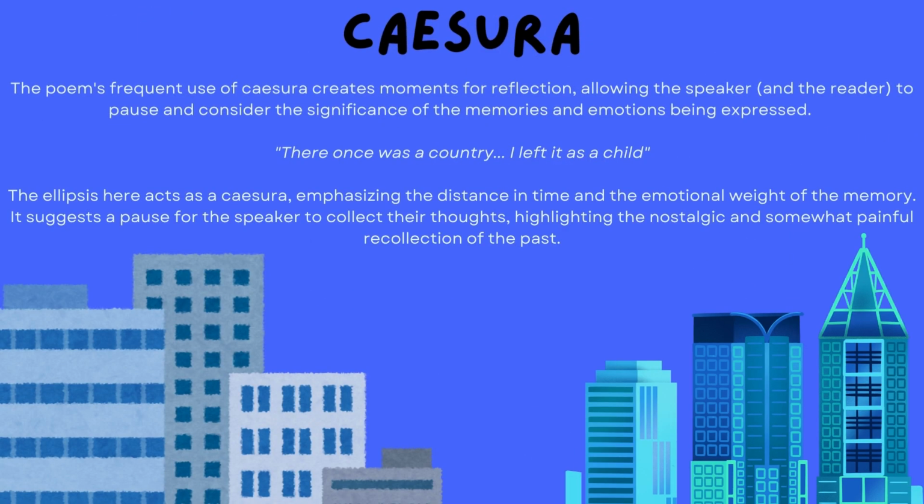The poem's frequent use of caesura creates moments for reflection, allowing the speaker to pause and consider the significance of the memories and emotions being expressed. The ellipsis here acts as a caesura, emphasizing the distance in time and the emotional weight of the memory. It suggests a pause for the speaker to collect their thoughts, highlighting the nostalgic and somewhat painful recollection of the past.